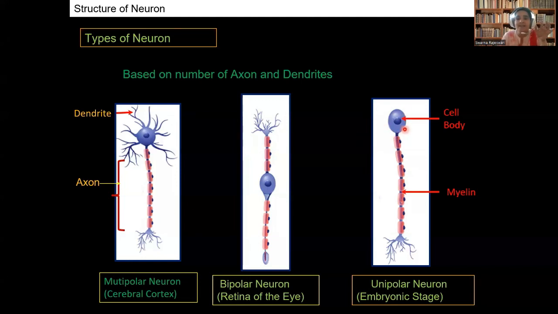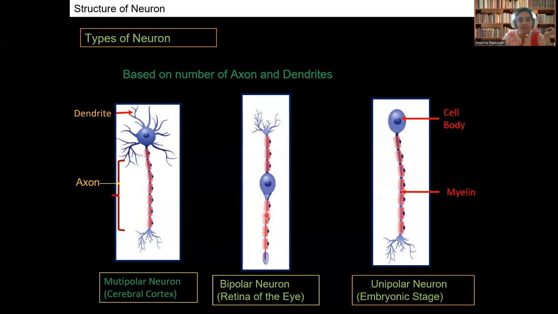When the cell body gives rise to only one branch, or one process is arising from the cell body, here we can see only one process is arising from the cell body, then we are calling it as unipolar neuron. This unipolar neuron is present in the embryonic stages of humans. So this is unipolar neuron.